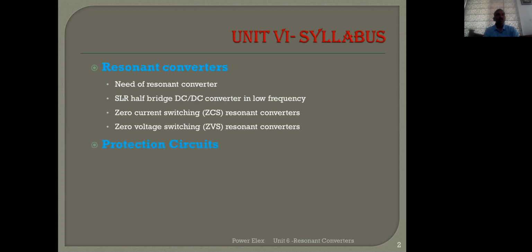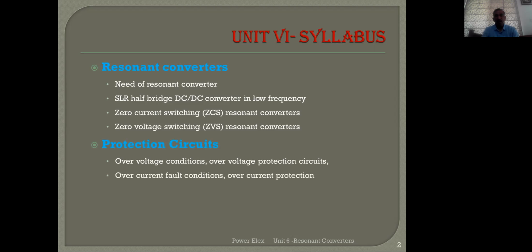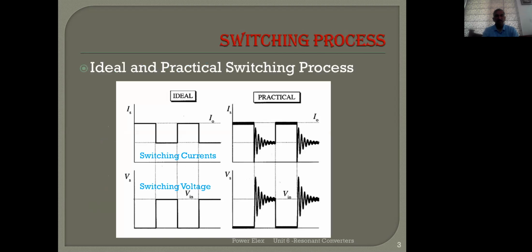After detailed analysis of the resonant converter, typically the SLR converter, we will go to protection circuits, where we will discuss overvoltage conditions, overvoltage protections, overcurrent conditions, and overcurrent protection circuits, typically fuses and MCBs, etc. Then the need of heat cooling and selection of heat sinks. And at last, we will discuss EMI, electromagnetic interference, their sources, their minimizing techniques, etc.